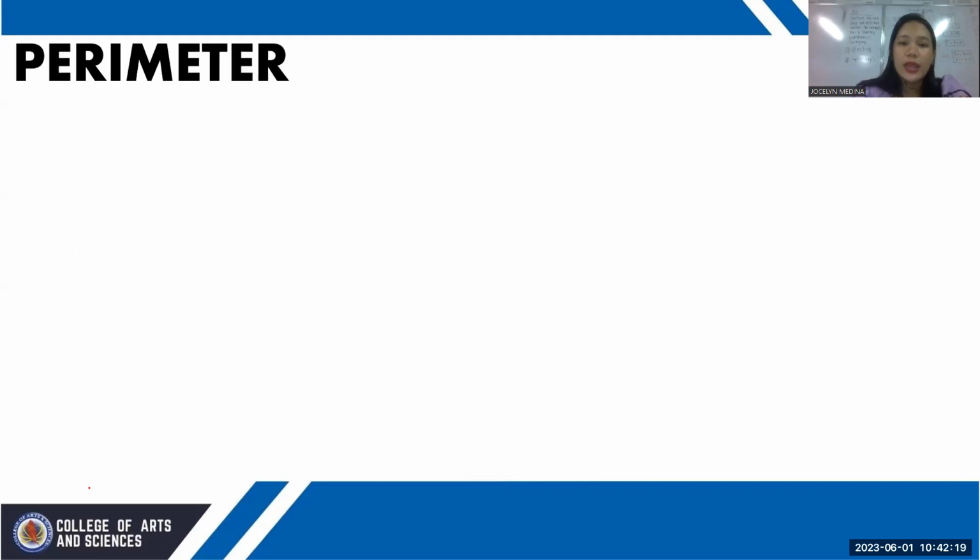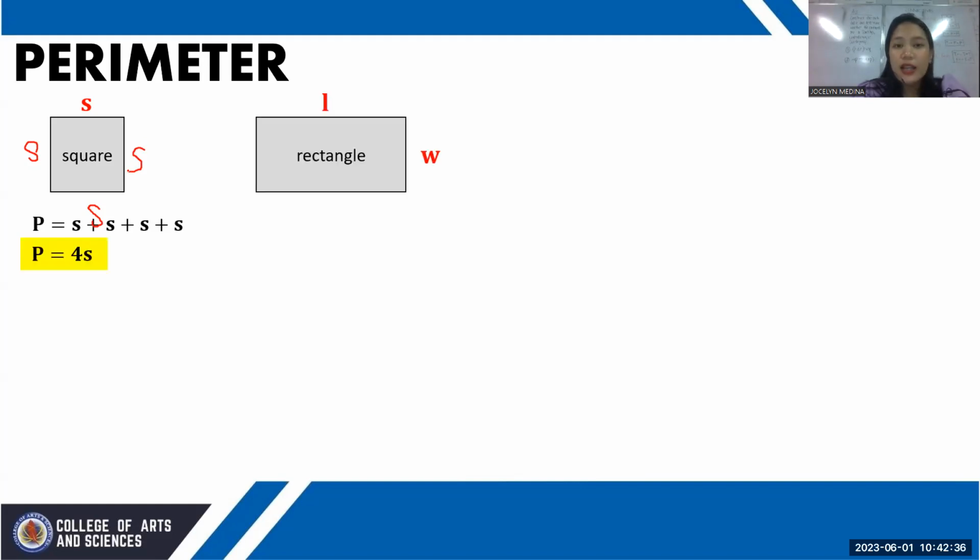Let's consider the following. Square. Alam natin that a square has the same measurements of each side. So, tawagin nating S ang side. So, for you to get the perimeter, pagpapalitan lang natin, apat na S. And that's it. Rectangle naman tayo.